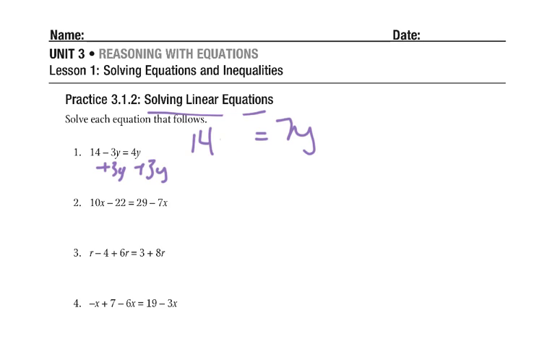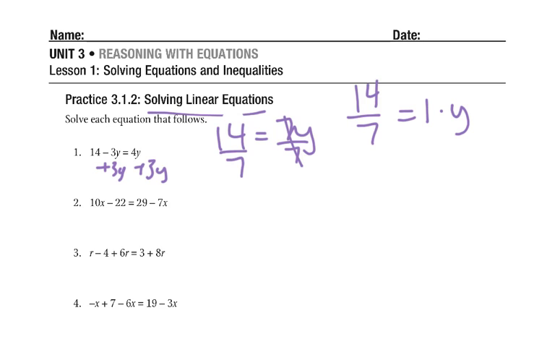And adding 0 we should know does nothing. So I really just have 14 equals 7y, which we divide by 7. We get 14 over 7 equals 1 times y. Now we know that times-ing by 1 does nothing, so we're left with just y. We also know that 14 divided by 7 is actually 2, so we write it as 2, and there's my answer.